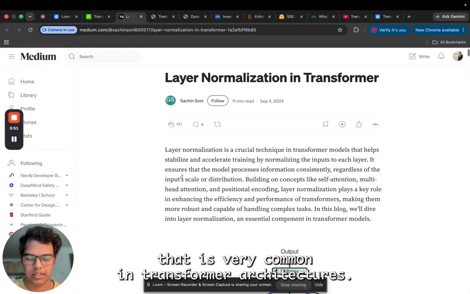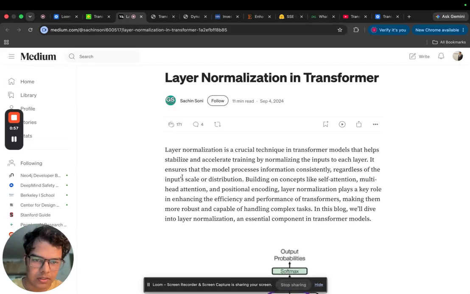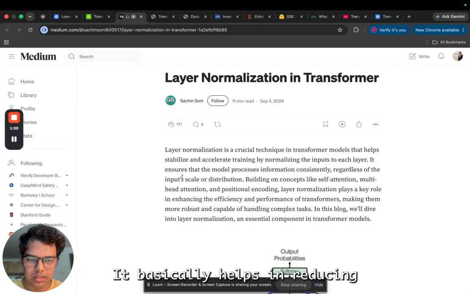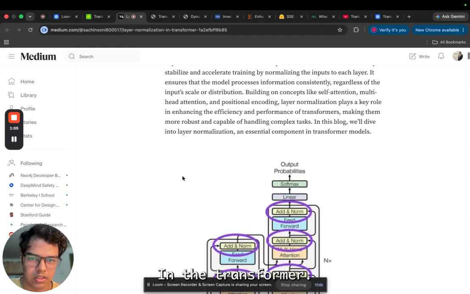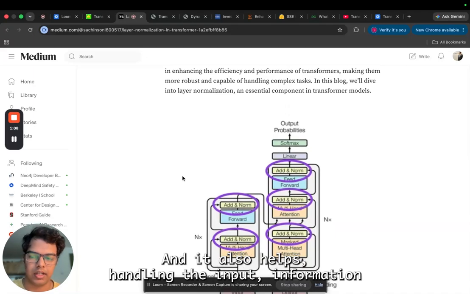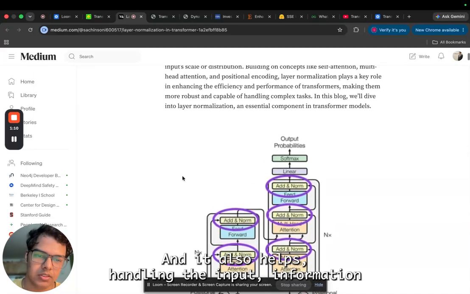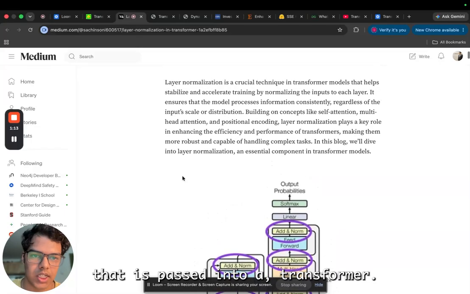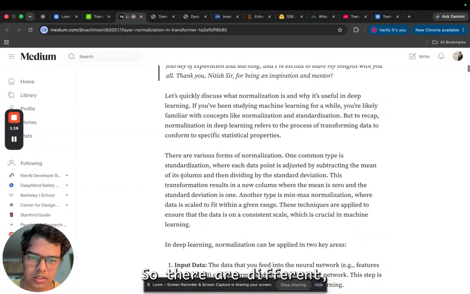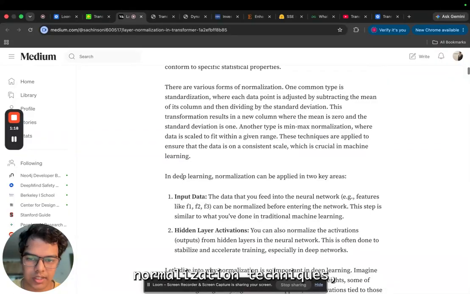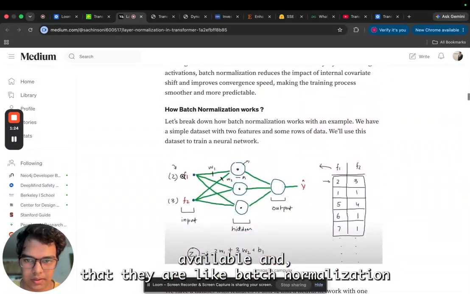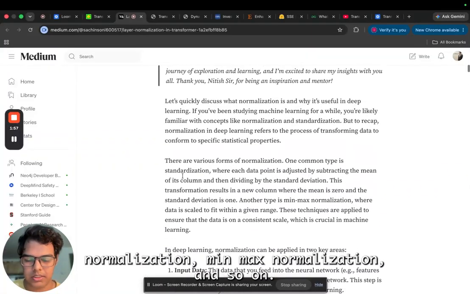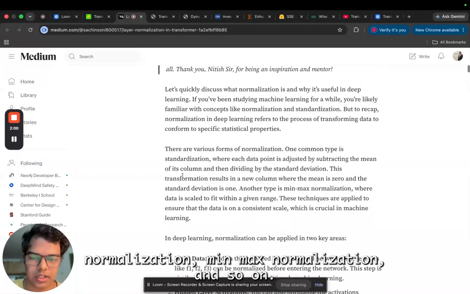So, to give you a brief context, normalization is a layer that is very common in transformer architectures. It basically helps in reducing the complexity between the layers in a transformer, and it also helps handle the input information that is passed into a transformer. There are different normalization techniques available, like batch normalization, min-max normalization, and so on.